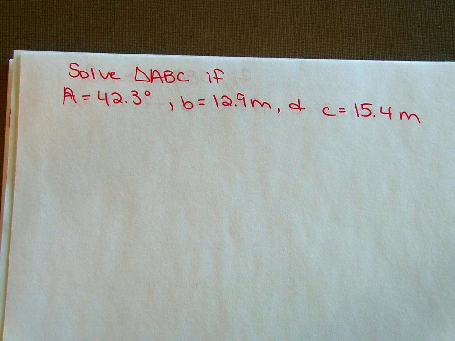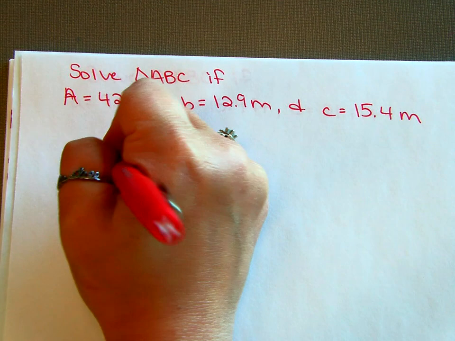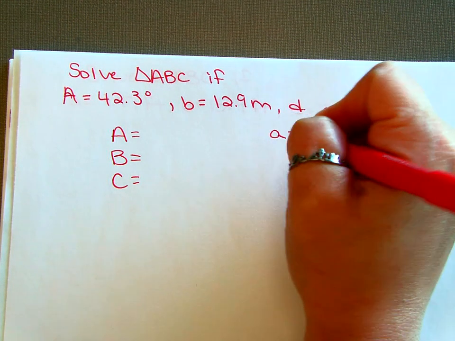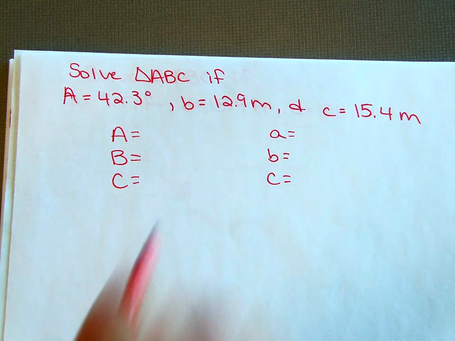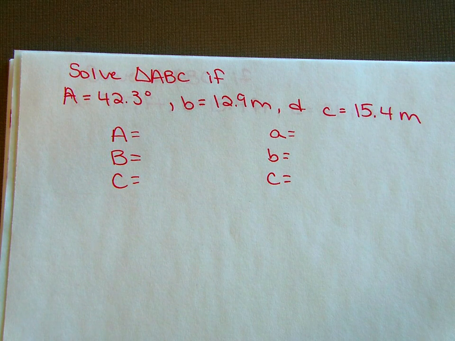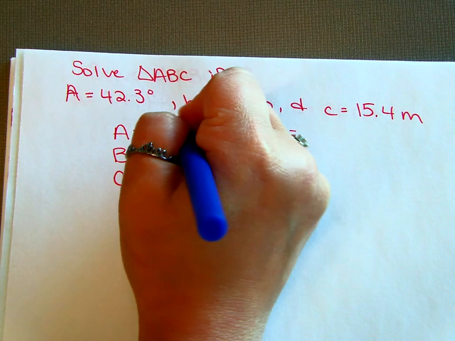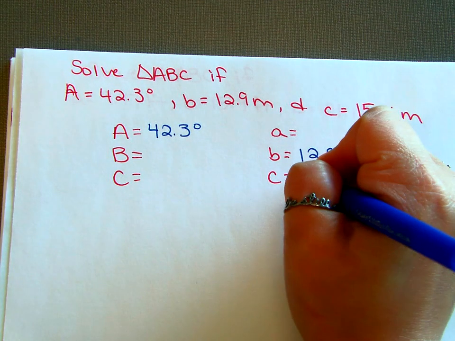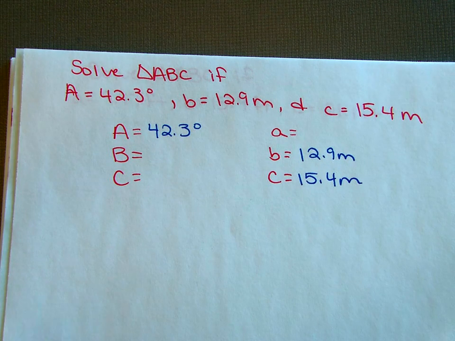So they told us we have angle A, angle B, and angle C, because if we're solving this, we have to come up with every bit of our triangle: side A, side B, and side C. So we know angle A is 42.3. We don't know any of our other angles. A lot of times I like to list everything together like this so that as I'm working through, I know when I'm able to stop, because it'll be when I know every single bit of information about this triangle.